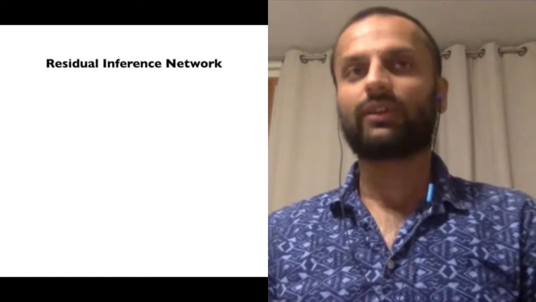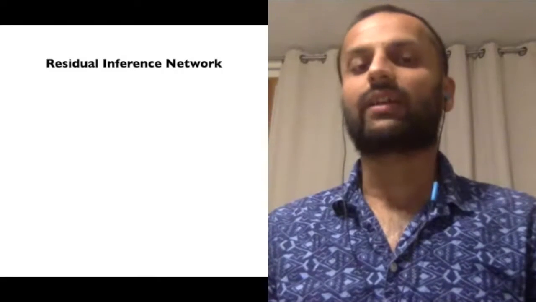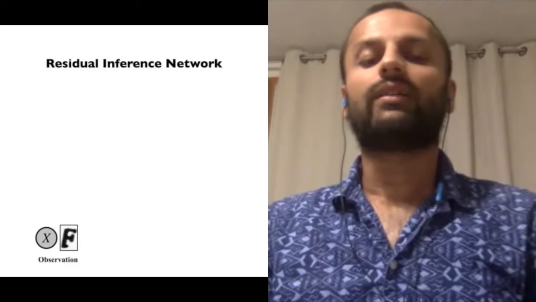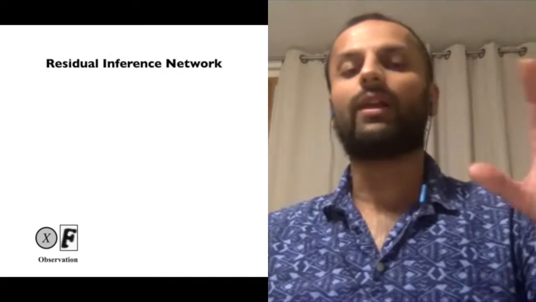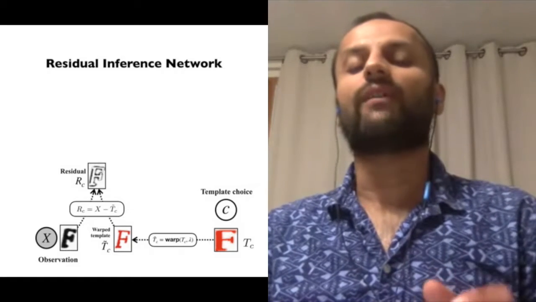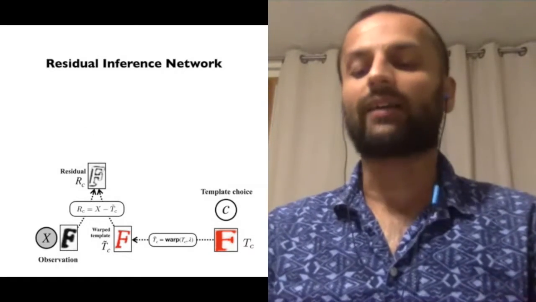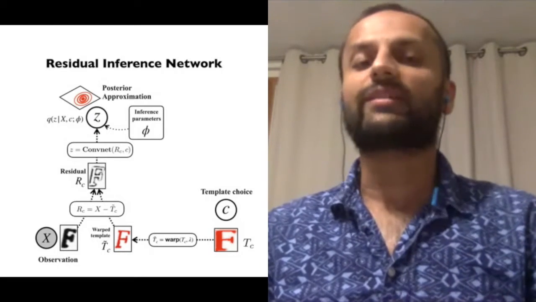Now, as we mentioned earlier, we desire Z to capture the sources of variations that are not captured by the interpretable latent variables. Therefore, the inference network, while training, instead of getting access to full image X, gets access to a residual image where the warped template is subtracted from X and passed into the inference network from which Z can be sampled.